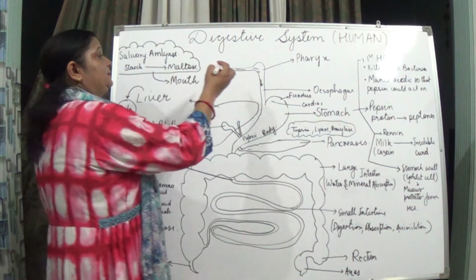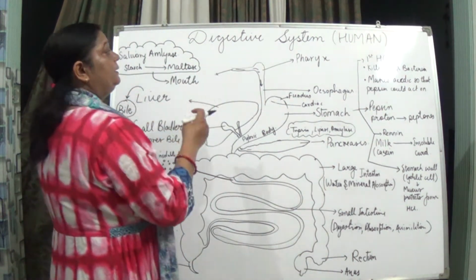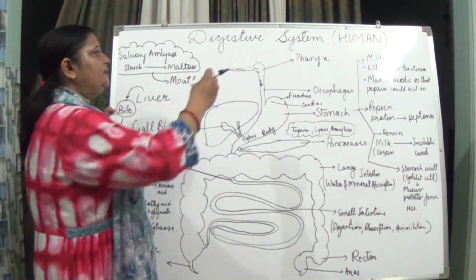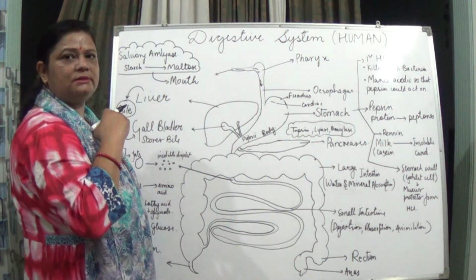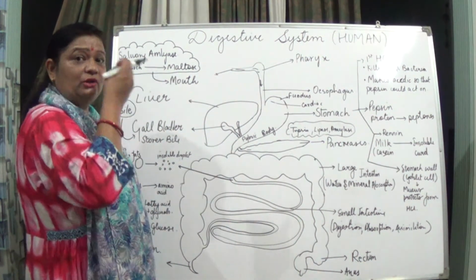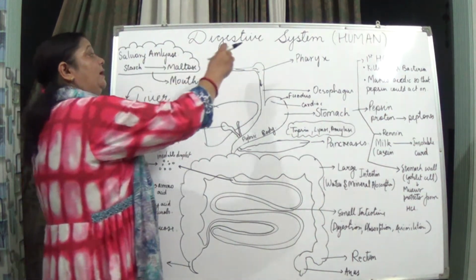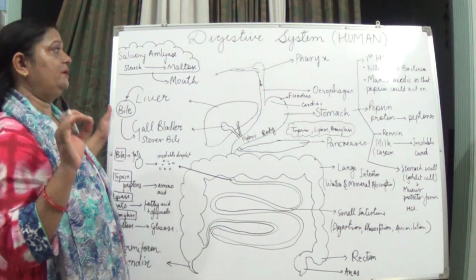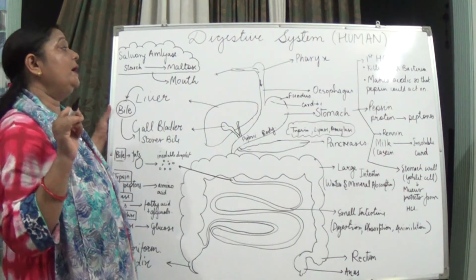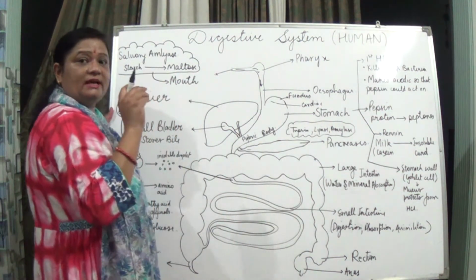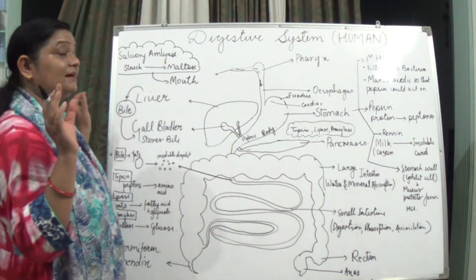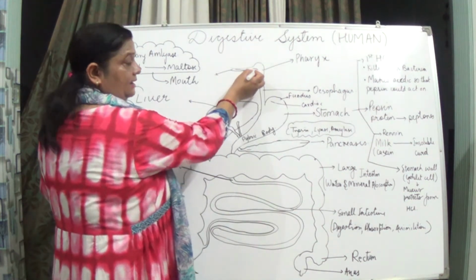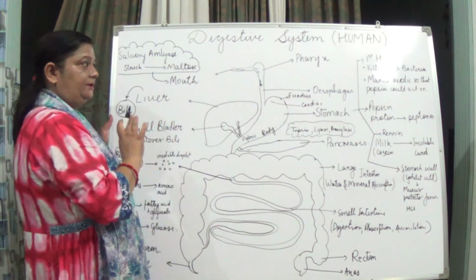So how does this pharynx function? A flap-like structure is there. When you eat the food, the esophagus area gets open and the trachea gets closed. And when you take in air, the epiglottis covers the esophagus. Right now we are studying digestion, so we'll be concentrating on that. Here the epiglottis covers the trachea and the food enters the esophagus.